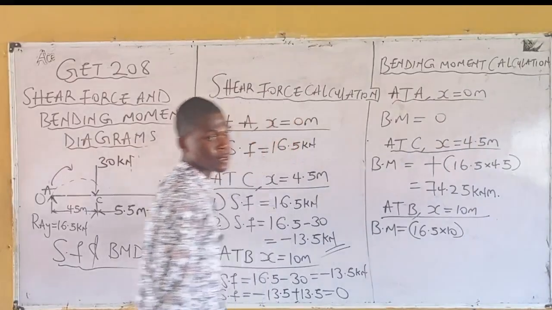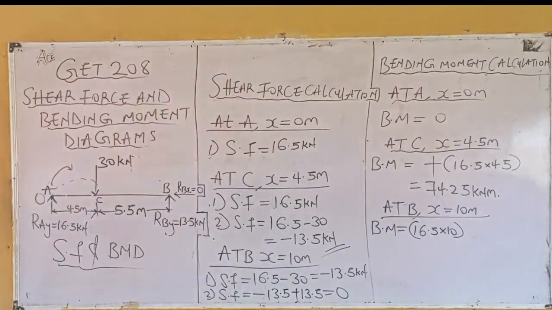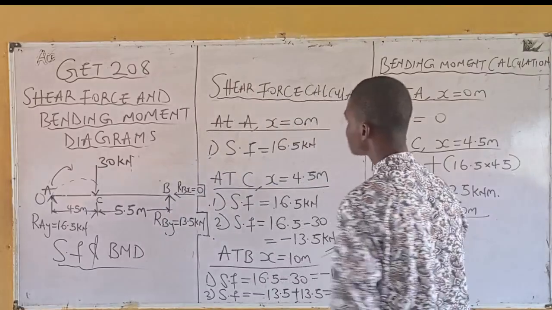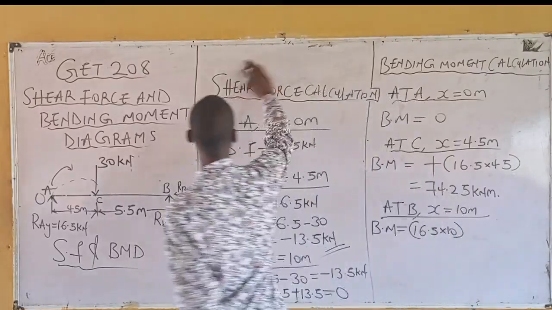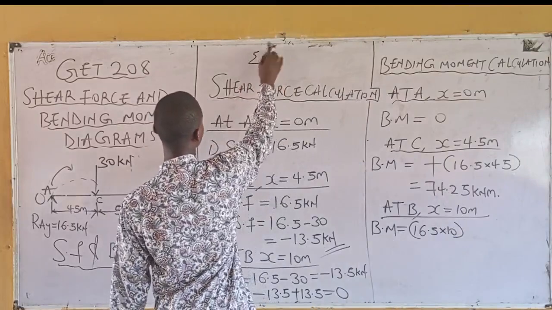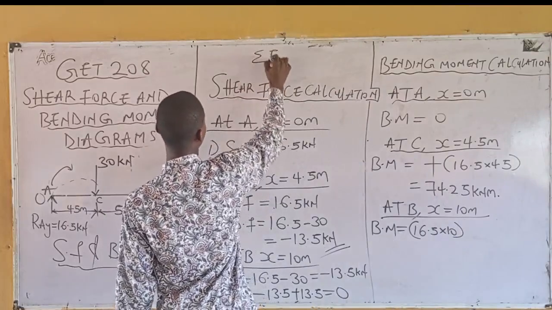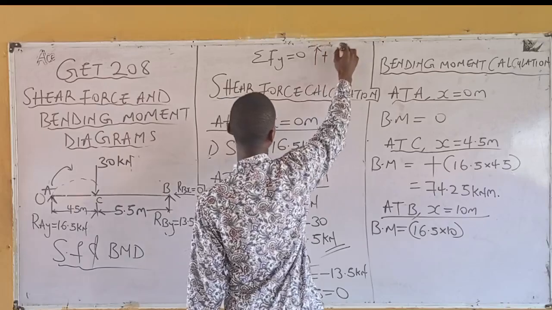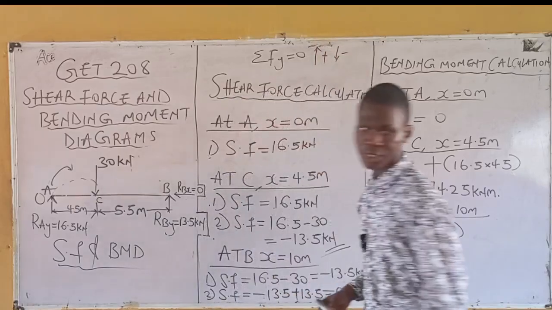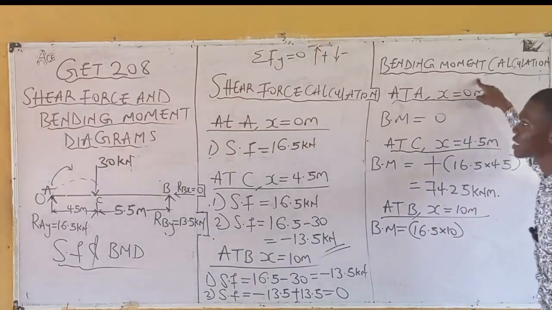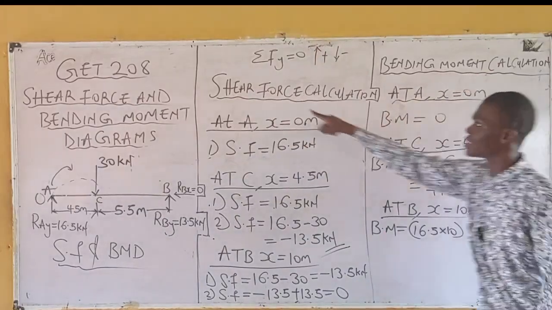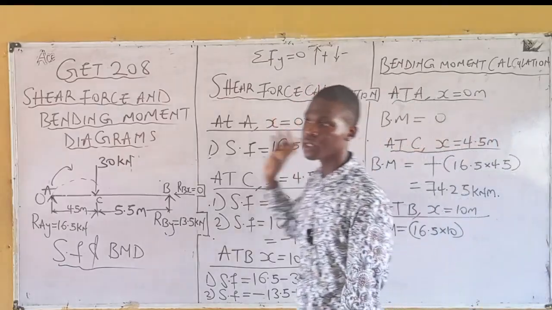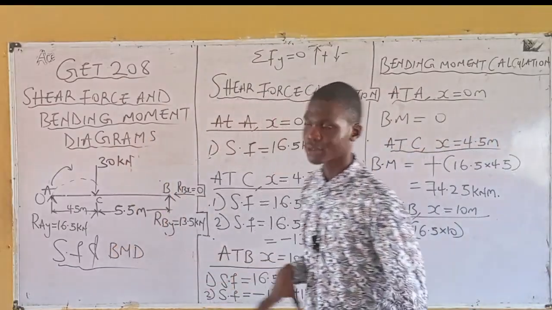But for your shear force, you are dealing with the direction of the vertical force. Just because I'm using this equation, summation of Fy equals 0, force of this nature positive, force of this nature negative. We said bending moment: this is moment, this is force. Any question on that? No question.